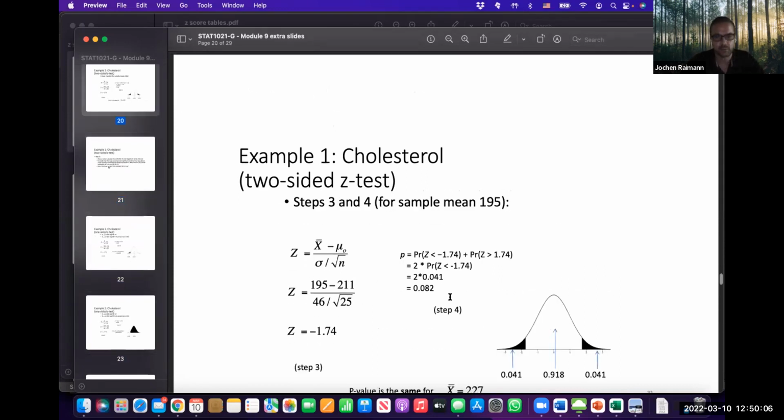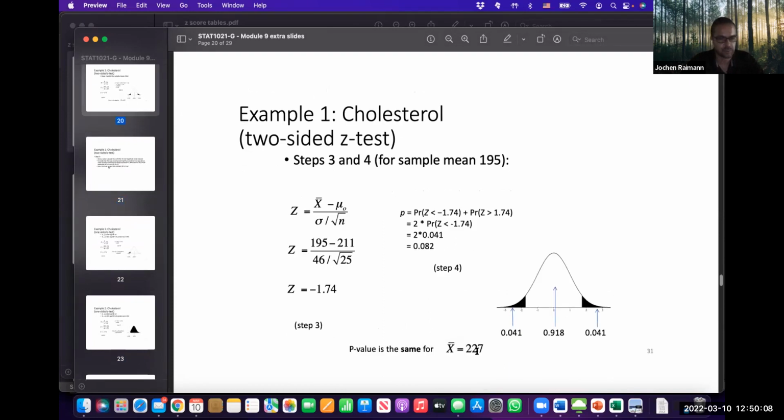Now, if you go for a one-sided test, this is where it's getting interesting. This is the same also when you have 227, which was the second example. It's the same distance, right? Again, you have X bar minus population mean, which is 16 again. So 211 minus 195 is 16, and 227 minus 211 is also 16. So it will be the same p-value, even if it's larger, right?